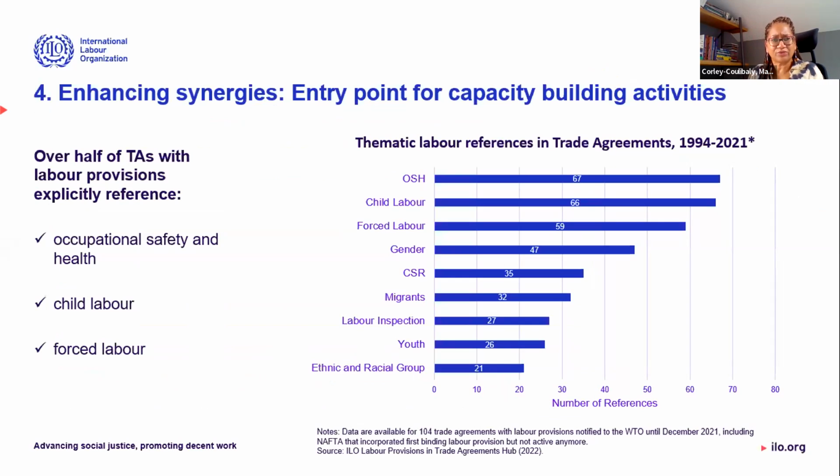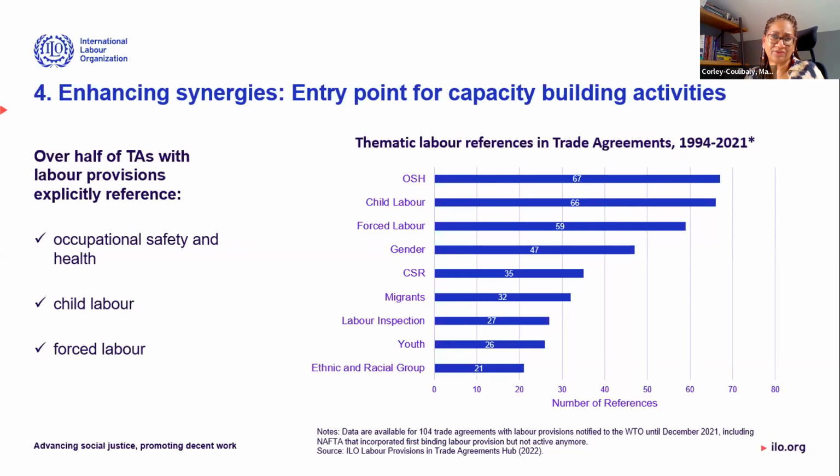Finally, and this is also for policymakers, but also for institutions at a global level and for development cooperation agencies, the Hub is a useful tool for finding entry points on labor issues in particular. So for example, in the figure that you see here, over half of trade agreements with labor provisions have explicit references to areas such as occupational safety and health, where almost 70% of trade agreements with labor provisions refer to protection of workers or safe work, eradication of child labor and forced labor, and then other issues such as corporate social responsibility, gender, youth, as well as ethnic and racial groups.